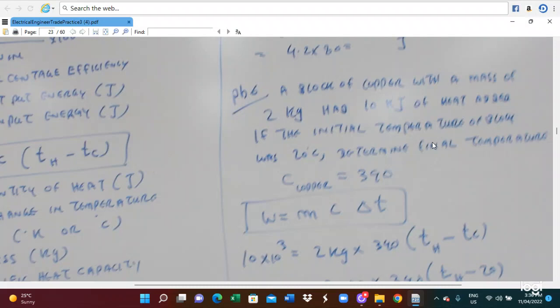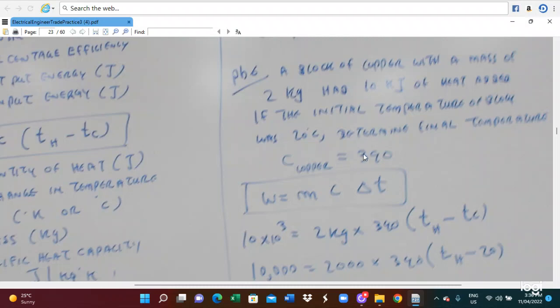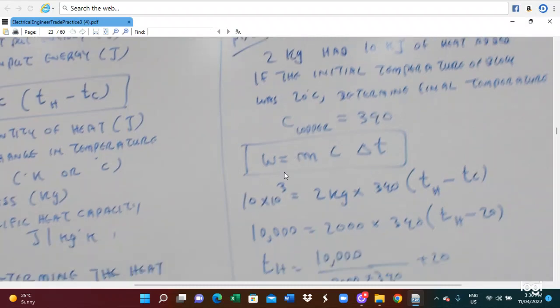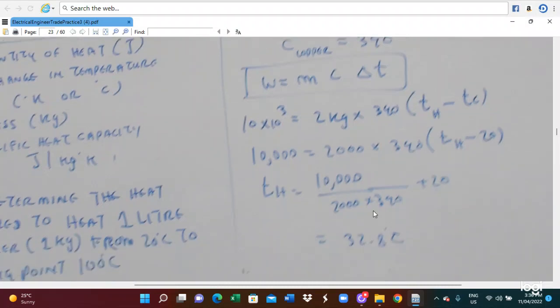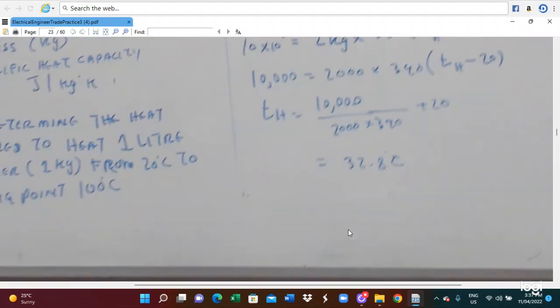And also, a block of copper with a mass of 2 kilograms has 10 kilojoules of heat added. The initial temperature of the block was 20 degrees centigrade. Determine the final temperature. So C copper is 390. So W equals MC delta T. W is 10 to the power 3, mass 2 kilograms, C is 390, TH minus TC, and TC is 20. So we transpose this equation so that we calculate it. So there we got 32.8 degrees centigrade.